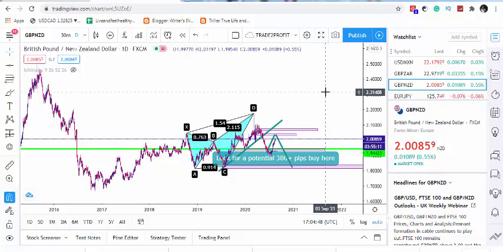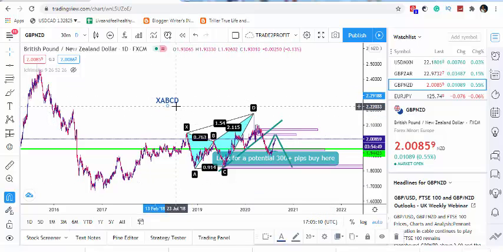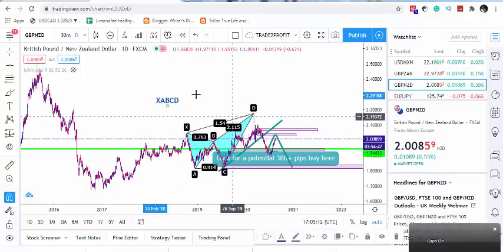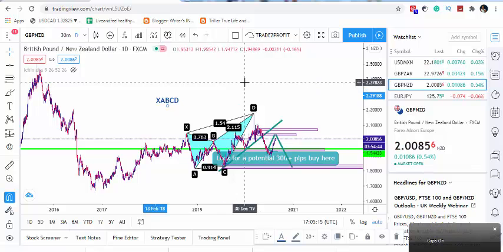All right, so this pattern is called the XABCD pattern. Let me draw it out. Okay, that's it, the XABCD pattern. Now, based off market geometrical structure.